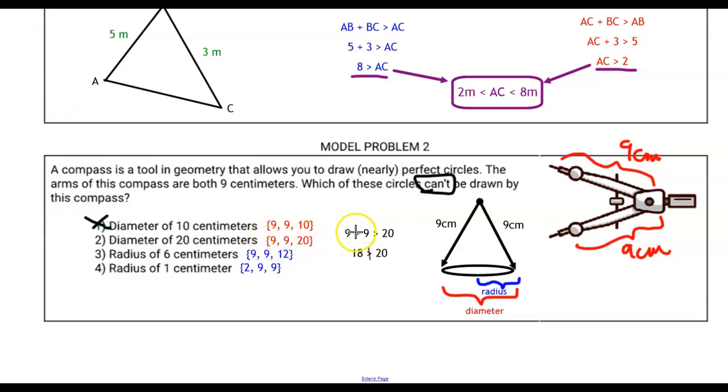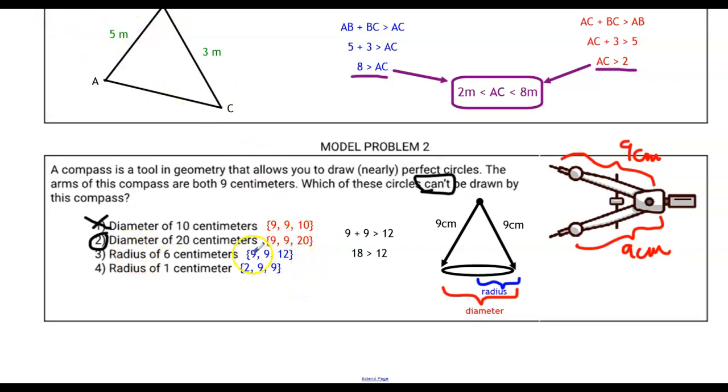So we add 9 and 9 together. 9 and 9 is 18, but it turns out that 18 is not greater than 20. This does not follow the triangle inequality rule. So at present, we believe that this is the correct answer. So far, this is the only correct answer we found. This one cannot be drawn by the compass. And it makes sense because if the compass's arms are only 9 and 9 centimeters respectively, how are they going to make a circle that's 20 centimeters? That's just too big. Even if the 2 arms were spread as far apart as they could be, they wouldn't make a 20 centimeter circle.